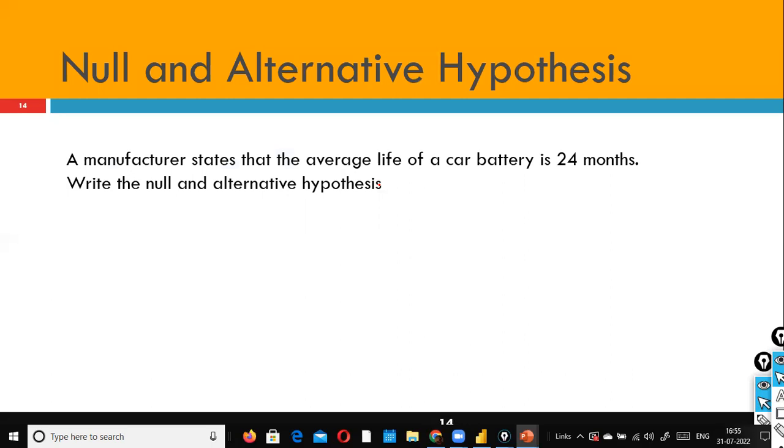Next, we will take a look at this one. How do we define the null hypothesis and alternate hypothesis? In this case, a manufacturer states that the average life of a car battery is 24 months. Write the null and alternate hypothesis. Why don't you type it in the chat window? What is the null hypothesis here? Somebody says the average life of a car battery is 24 months. Write the null and alternative hypothesis.